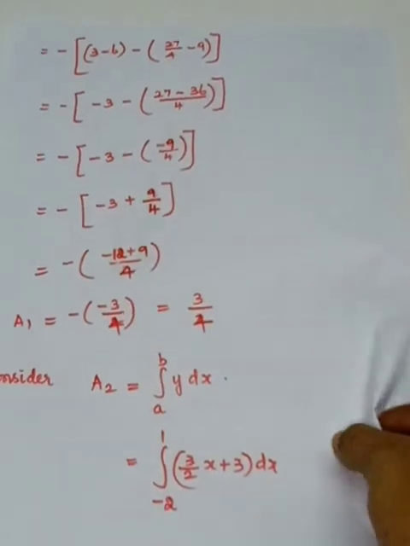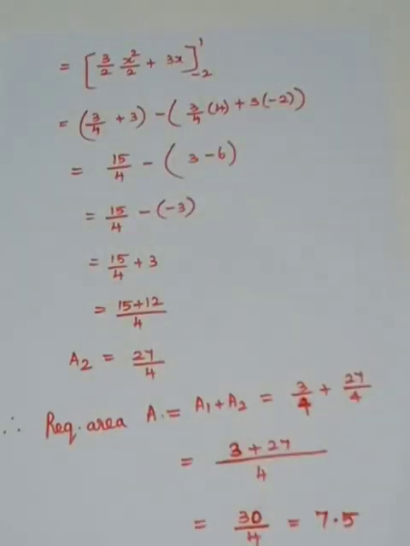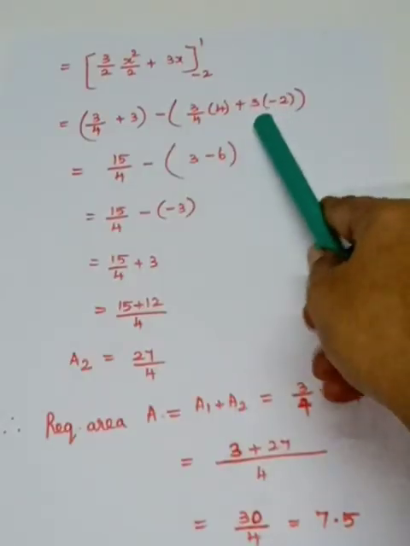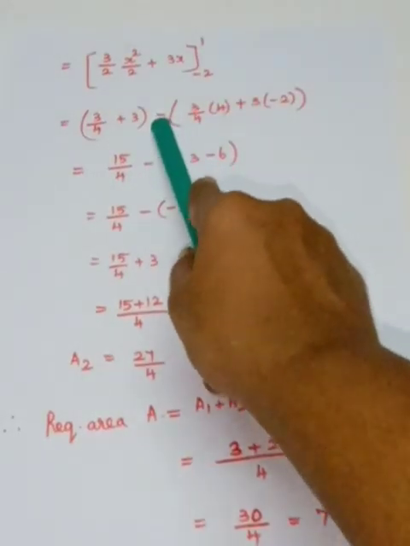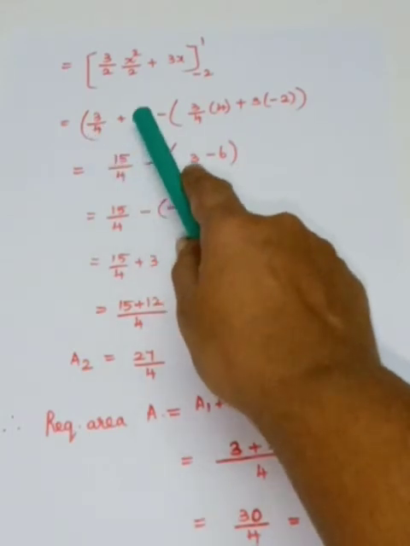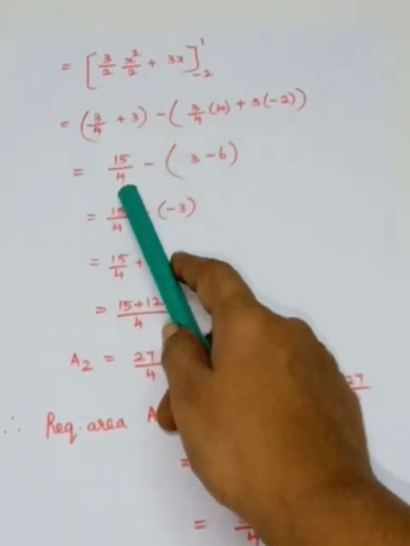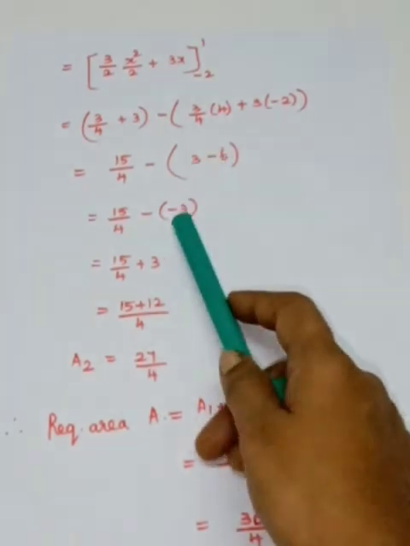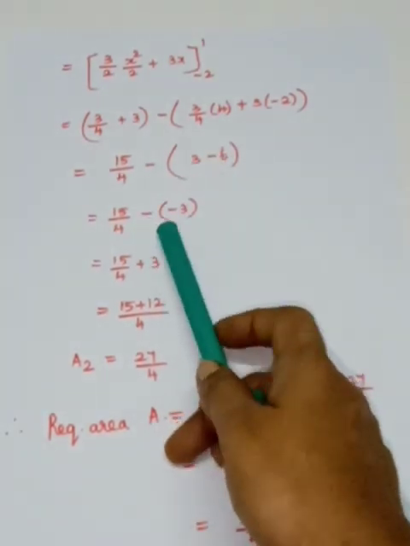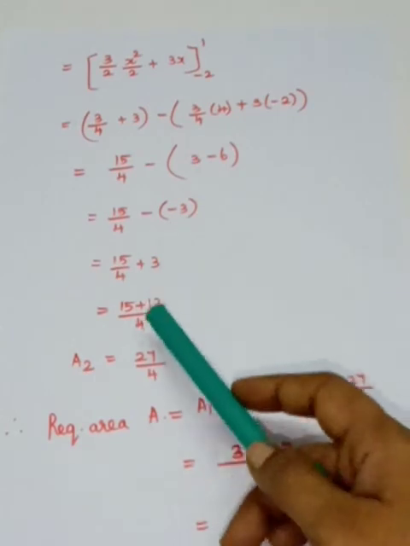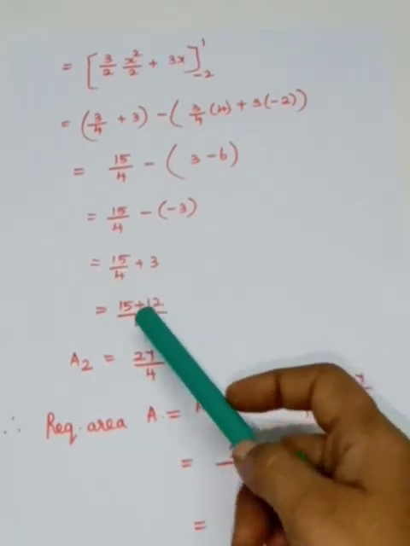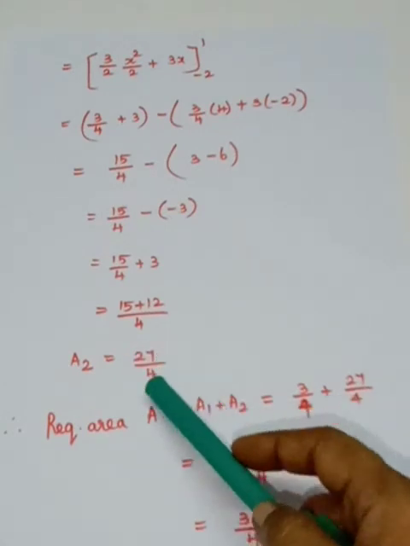So when you integrate, the same thing will come. You have to apply the upper limit and the lower limit. In between you have to write minus. So when you calculate, you have to take LCM. 12 plus 3, that is 15 by 4. Here 3 minus 6, okay, so that is minus 3. So minus into minus, what has to come? Plus. If you take LCM, 15 plus 12 by 4. So A2 is 27 by 4.